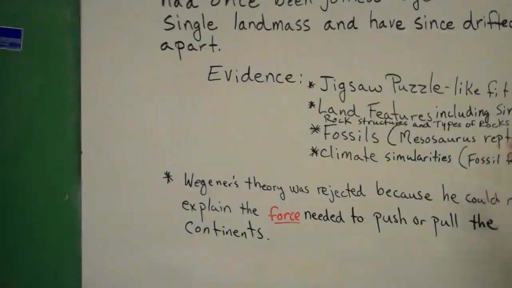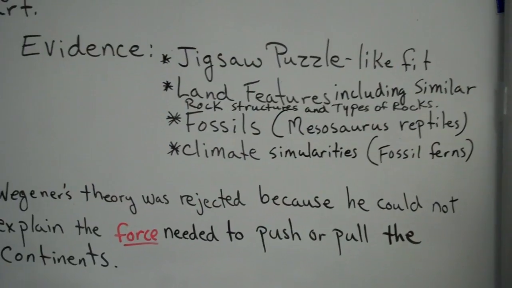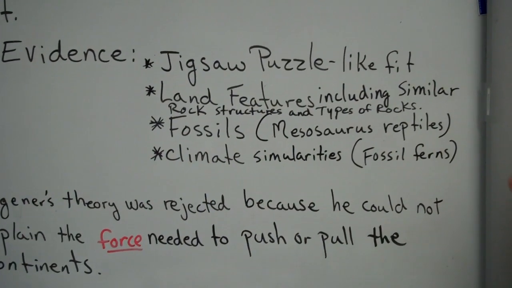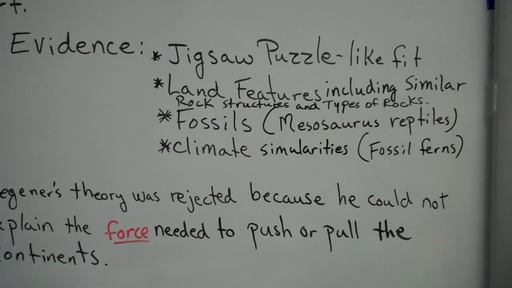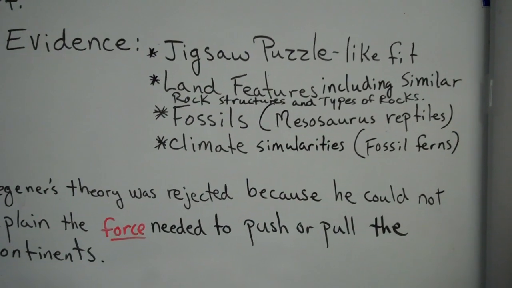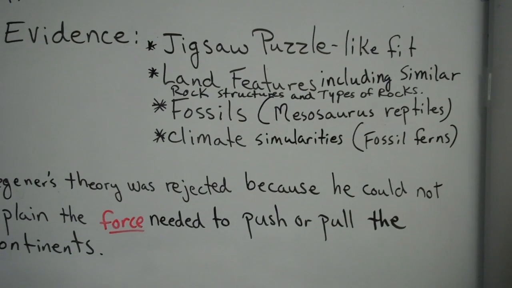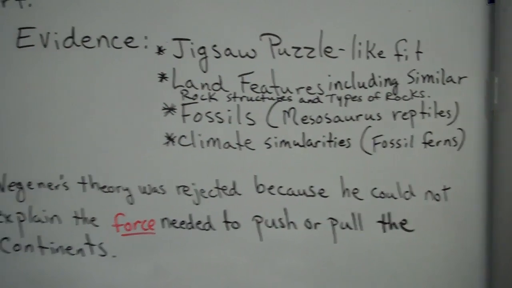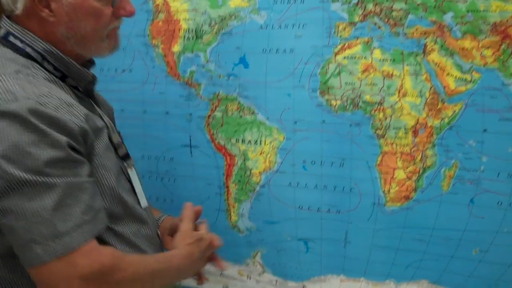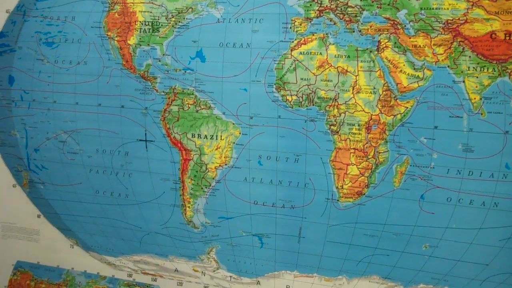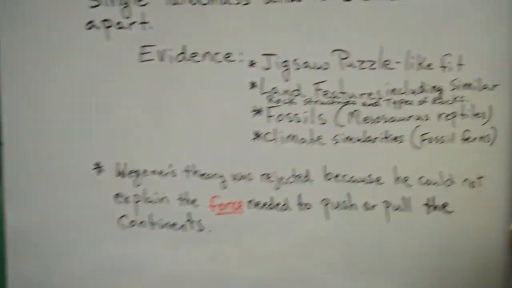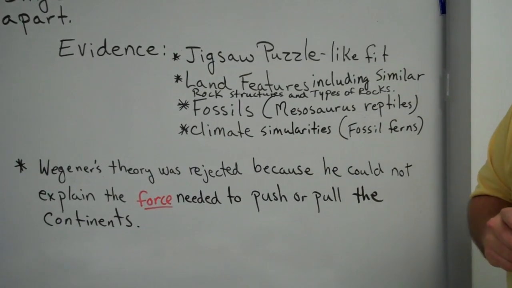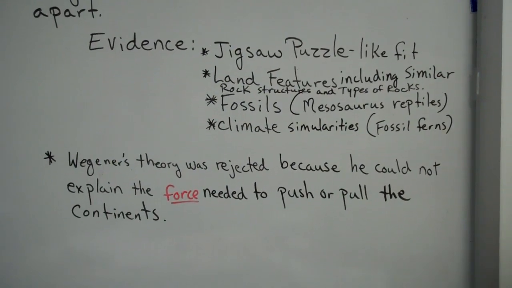Also, there's fossils like the Mesosaurus, which you'll be doing a worksheet on. That's a freshwater reptile. And they find fossils of that organism both in South America and in Africa. And they didn't swim across the salt water to get there. It's a freshwater organism. There's no way they could swim across that. And there's other organisms, not just that one, where it's the case.